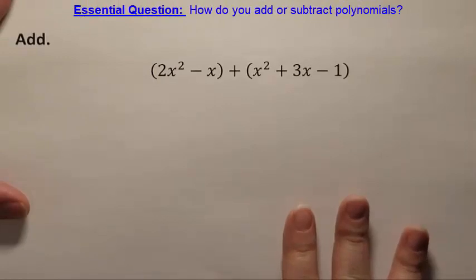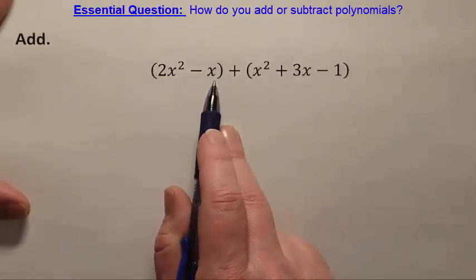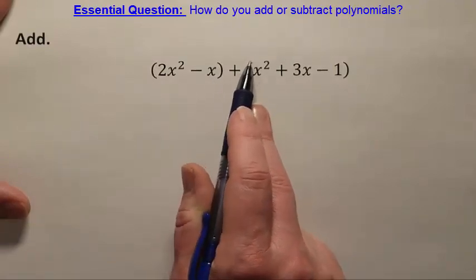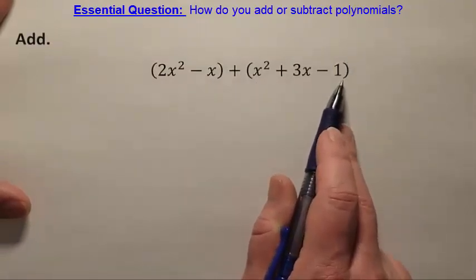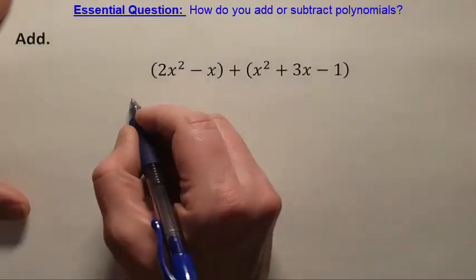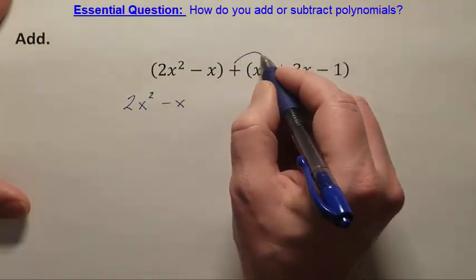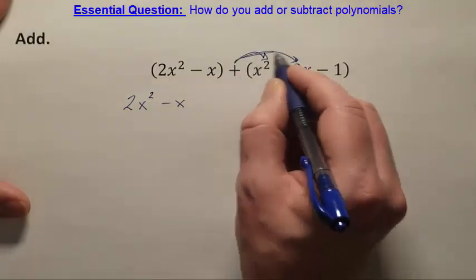So in our previous problems, we were just basically combining like terms. Right now, we see that we have a polynomial in a parenthesis, and we're supposed to add it to a second polynomial that's in a second parenthesis. So what you need to remember is that you start with this, so I start with a 2x squared minus x, and then I'm supposed to add everything that is in here.